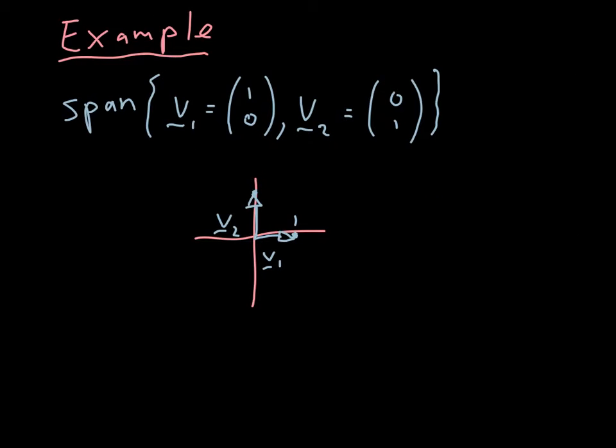Alright. So to make this a bit more believable and understandable, I've come up with an example here. So here I've written the span of v1, where v1 is the vector 1, 0, and v2, where v2 is the vector 0, 1. We're going to discuss what the span of v1 and v2 is. So I've drawn a little picture down here, and this is often referred to as R2. So it's simply the two-dimensional plane.